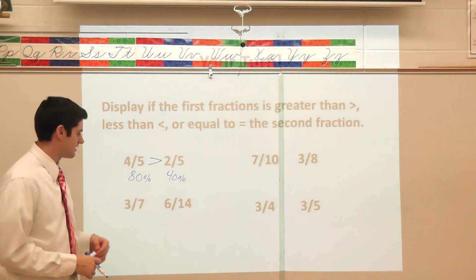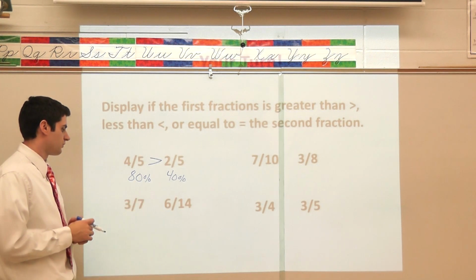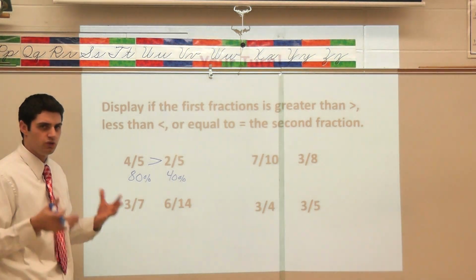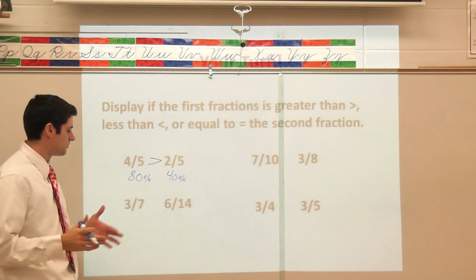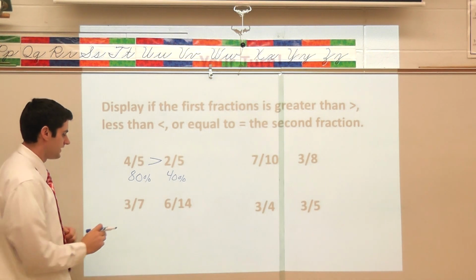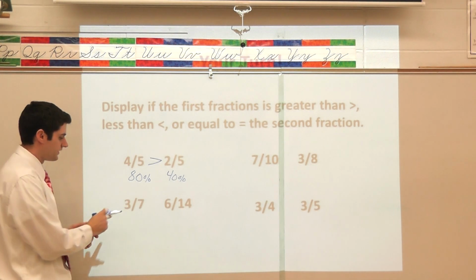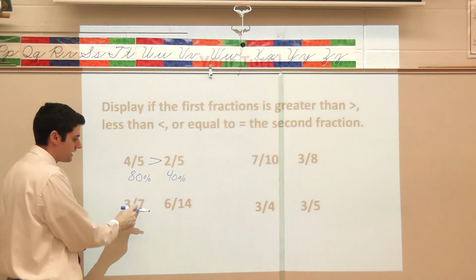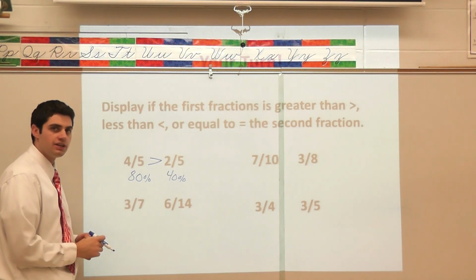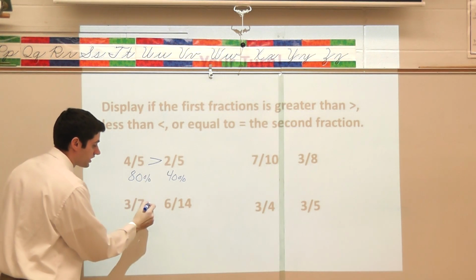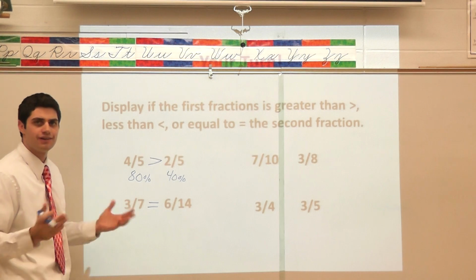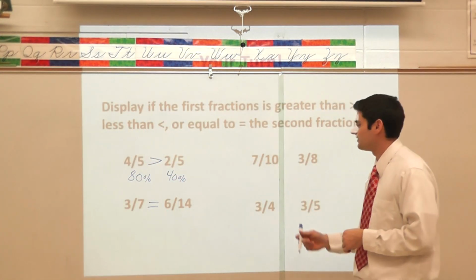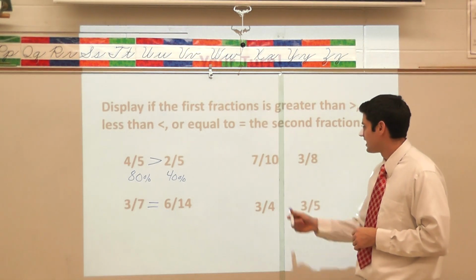Let's move on to our next one. 3/7 and 6/14. Well, now I notice that my denominators are different. So I've got to do a little examining here. I've got to go all Criminal Minds and CSI on this problem again. All right, well, I do notice something here. If I double my numerator 3, I get 6. And if I double my denominator 7, I get 14. So I know that these two fractions are equivalent, which means they're equal. I know you guys knew that. Piece of cake, right? All right, let's try a couple other ones now.